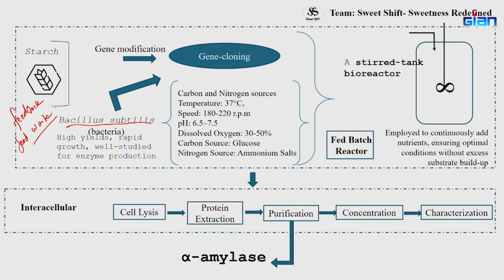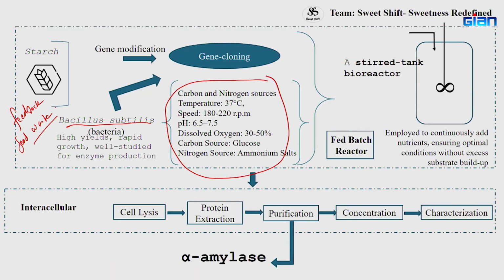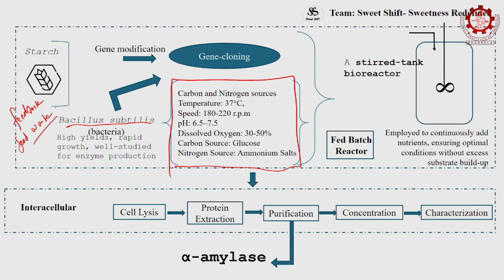I selected bacteria which can give rapid production, which will be helpful for enzyme production. That's why I selected it. Then the gene modification and gene cloning, where these parameters are there that I am presenting: giving the carbon and nitrogen sources, and the temperature for the fermenter, 37 degrees, and the speed also mentioned. Some mentioned 250, 260, but in the medium I went with 180 to 220 RPM. So this is something that you decided upon. Yeah, it is.